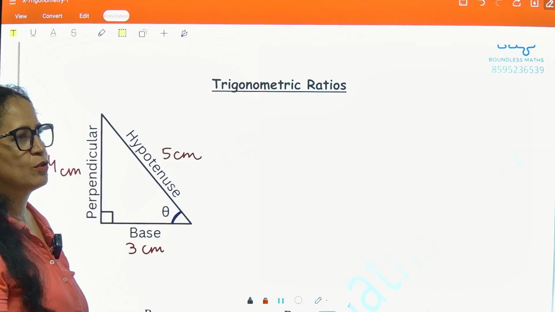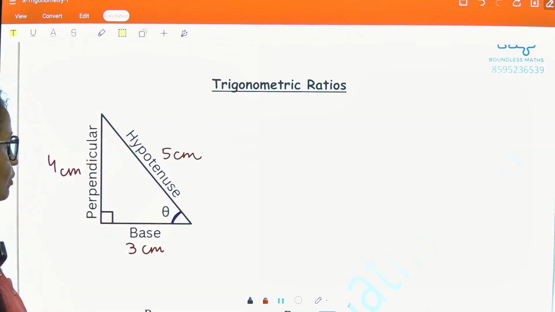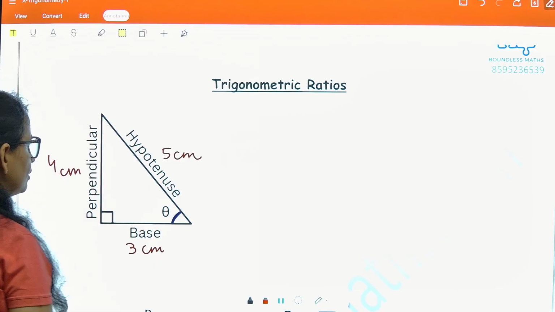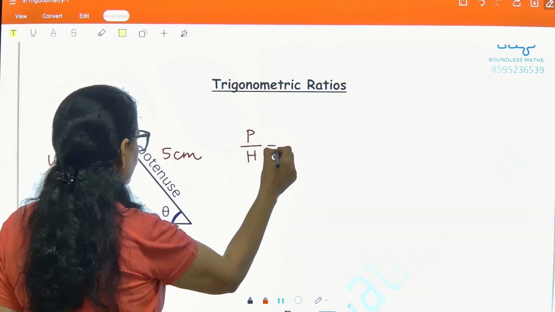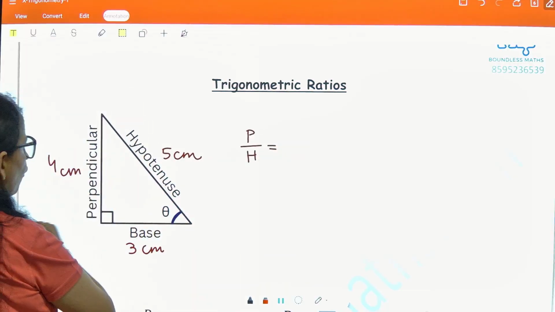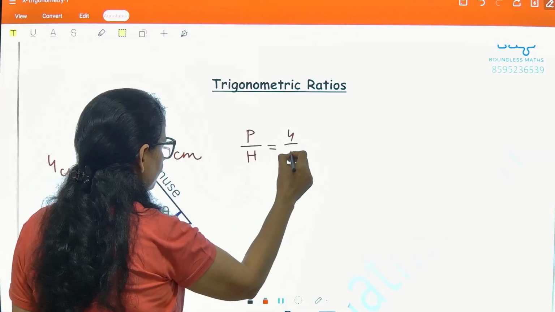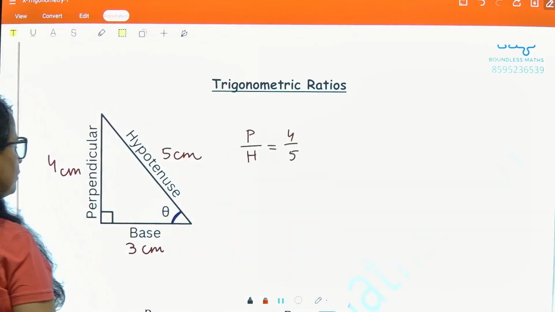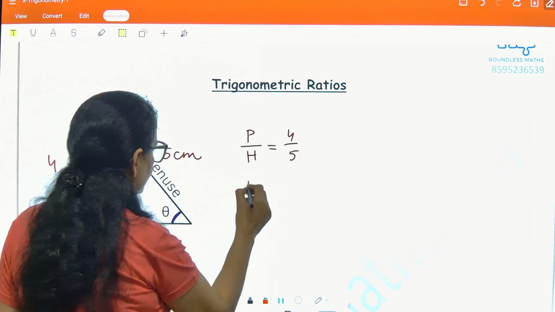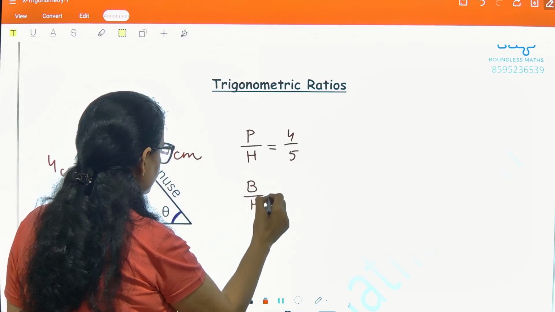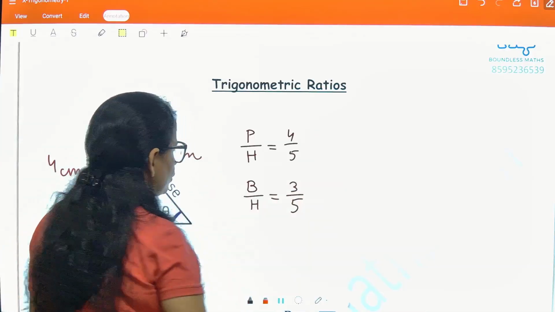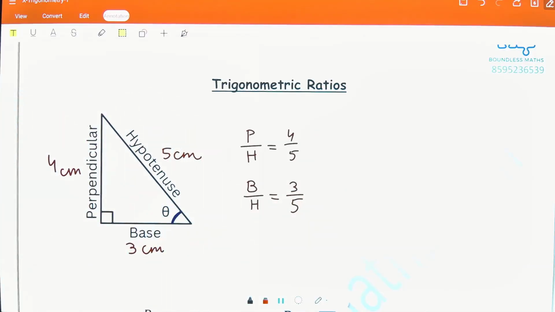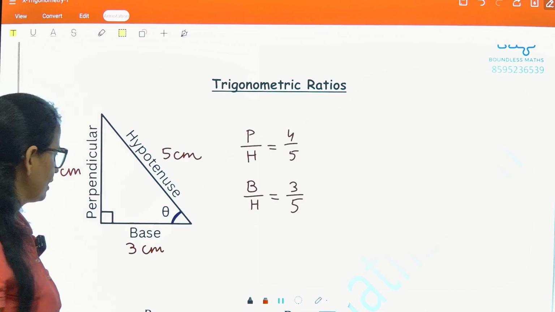Now if I ask you to find the ratio of any two sides of this triangle, can you find that out? Yes. What is the ratio of perpendicular to hypotenuse? The perpendicular is 4, the hypotenuse is 5, so it is 4 by 5. The ratio of base to hypotenuse is going to be 3 by 5. So if you know all three sides of the triangle, you can find any ratio using any two of the sides, right?